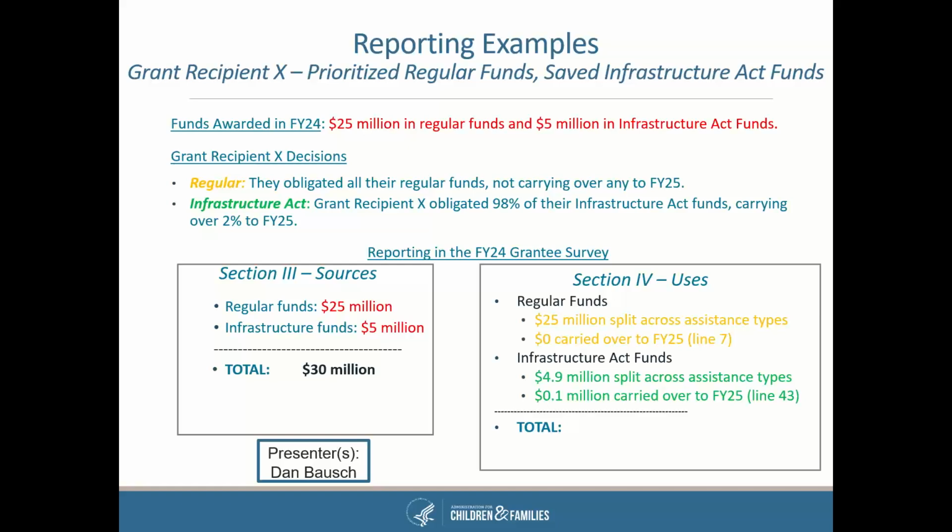Now the important check is, does section 3 match section 4? Are you accounting for all the dollars that were available to be obligated? And in this case, we are, because we have 30 million in sources and 30 million in uses. Now they didn't obligate all 30 million, but the report still shows they obligated 29.9 million, carried over just a small amount.